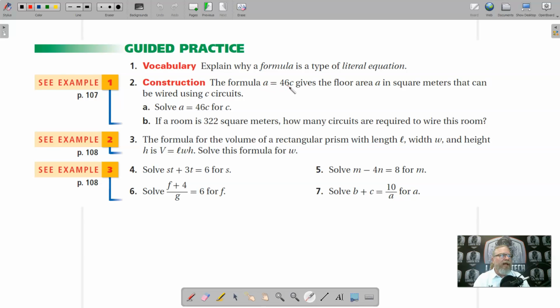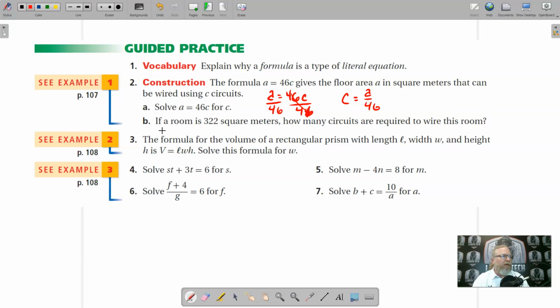Construction. The formula A equals 46C gives the floor area A in square meters that can be wired using a number of C circuits. Solve A equals 46C for C. So let's go ahead and do that. I have A equals 46C, and they want me to solve for C. So let's divide both sides by 46, not 44, 46. And the 46s will cancel each other, so I end up with C equals A over 46.